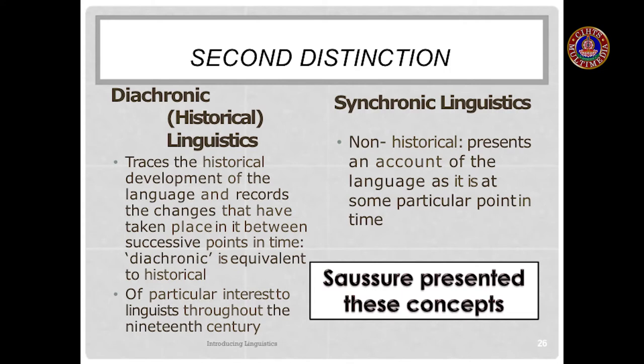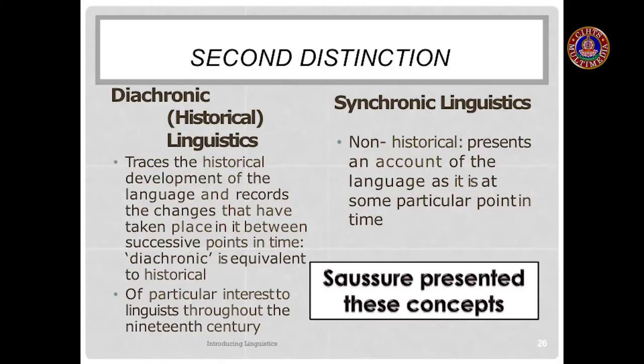Diachronic traces the historical development of the language and records the changes that have taken place in it between successive points in time. Diachronic is equivalent to historical. ठीक है? Of particular interest to linguists throughout the 19th century. सिंक्रोनिक क्या है? ये सोशियोर ने चेंज लाया. Synchronic, non-historical, presents an account of the language as it is at some particular point in time, right?